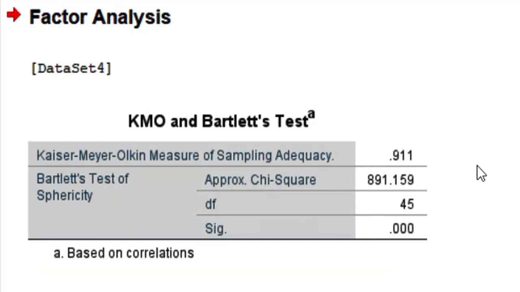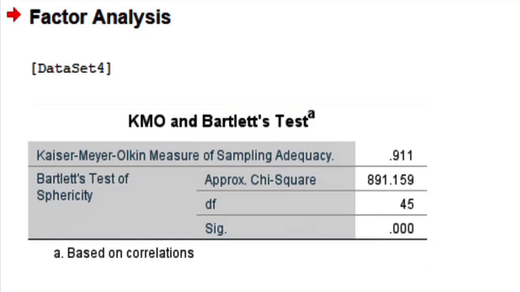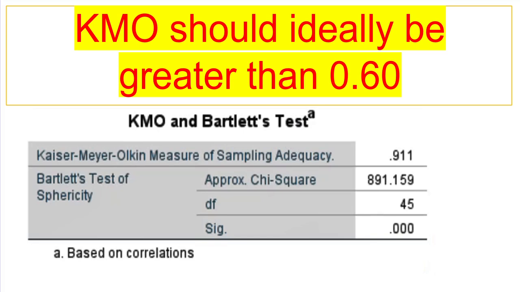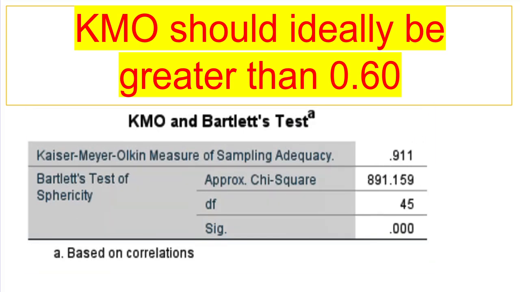The range of KMO values lies from 0 to 1. Now the question arises, why is KMO so important? Because without significant and sufficient correlations among variables, factor analysis cannot identify common factors. Therefore, the KMO value should be greater than 0.6.